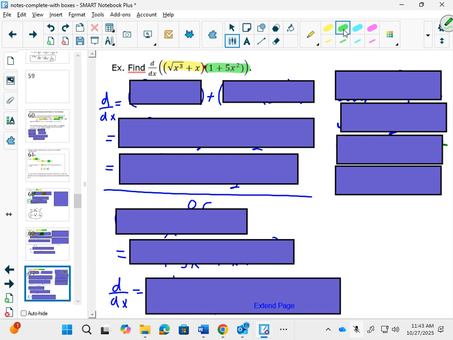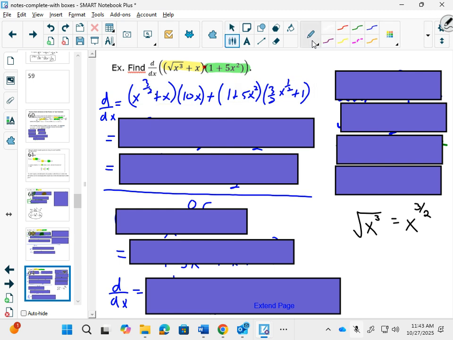And off to the side, as a preliminary little step, what can you do with this? It's just a square root, with x cubed inside. You're going to have to think like that. So, find the derivative.